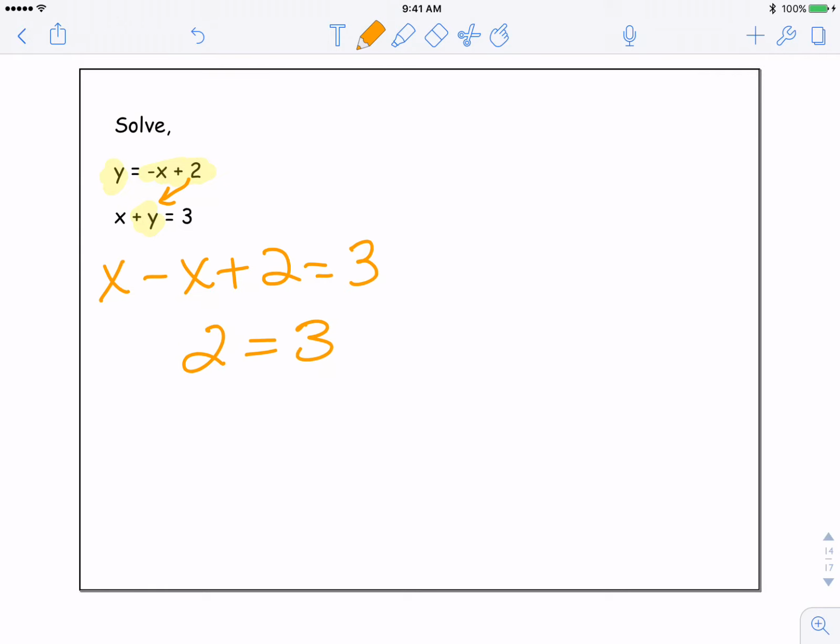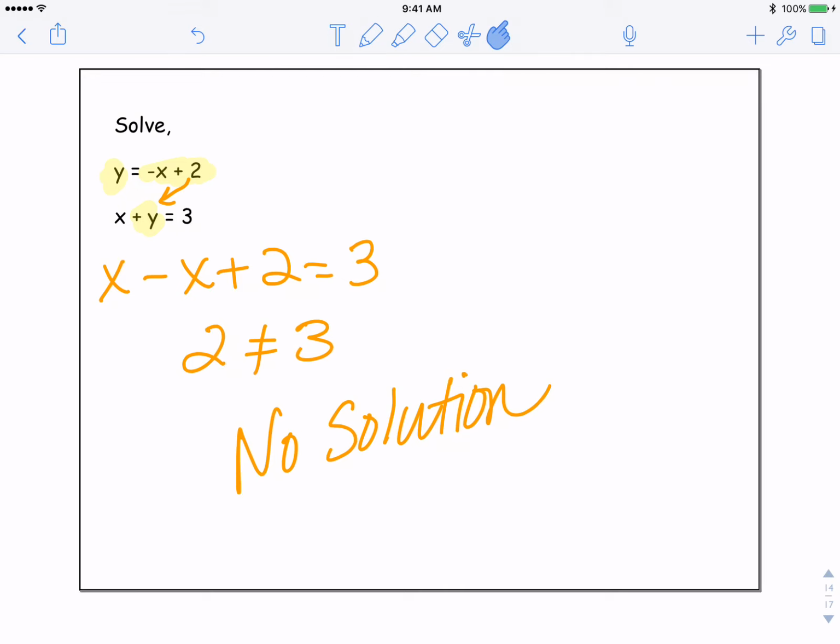Remember in our solving equations unit at the beginning of the year, when we have our variables disappear and we're left with a not true equation, 2 does not equal 3, our answer is no solution. What this also means is if you would graph these two lines, you would find that there's no solution. So that means that these lines are parallel. They will never intersect.